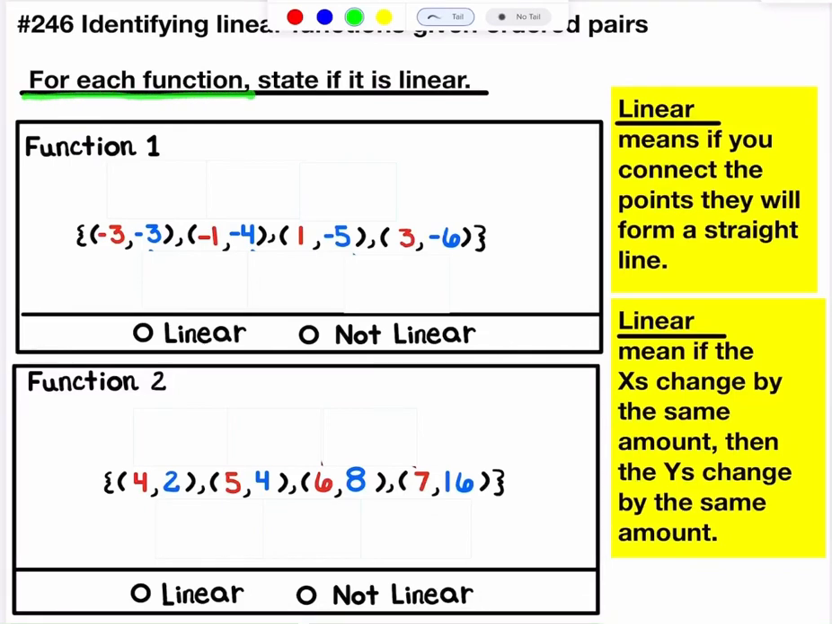For each of these functions, we would like to determine if they are linear. Linear means that if we were to plot these points and connect them, it would create a straight line. But rather than plotting a bunch of points, what we can do is see if the x's change by the same amount, then the y's should also change by the same amount.